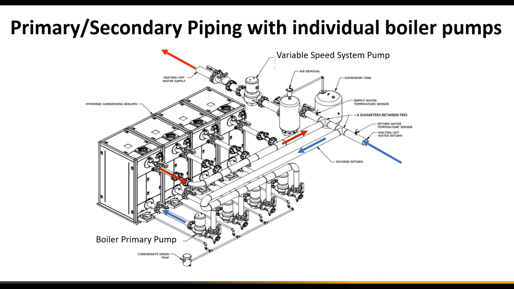Now the blue line here represents the return water coming back from the system, and then we have a main system pump, a variable speed pump pumping the building, school, large apartment building, whatever it might be. And then from the main header, we have 2 closely spaced tees with a common reverse return piping with individual boiler pumps, where each pump basically pumps through its boiler as that boiler is engaged through the control system. As the building load increases, the control system will bring on number 2 or number 3 and bring on those individual boiler pumps.